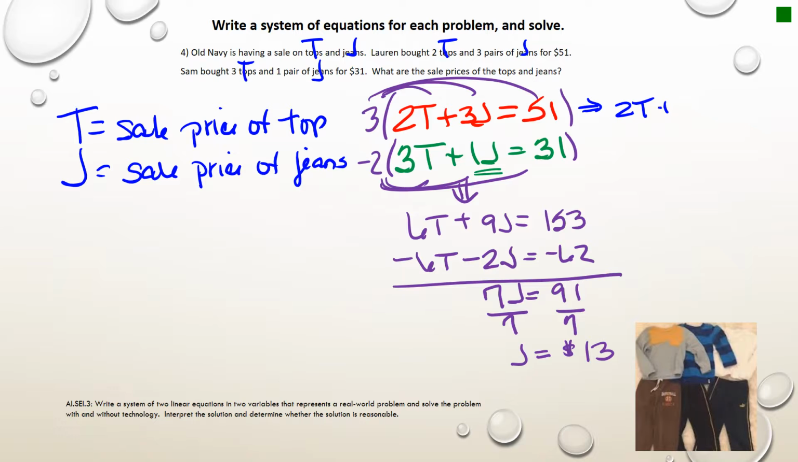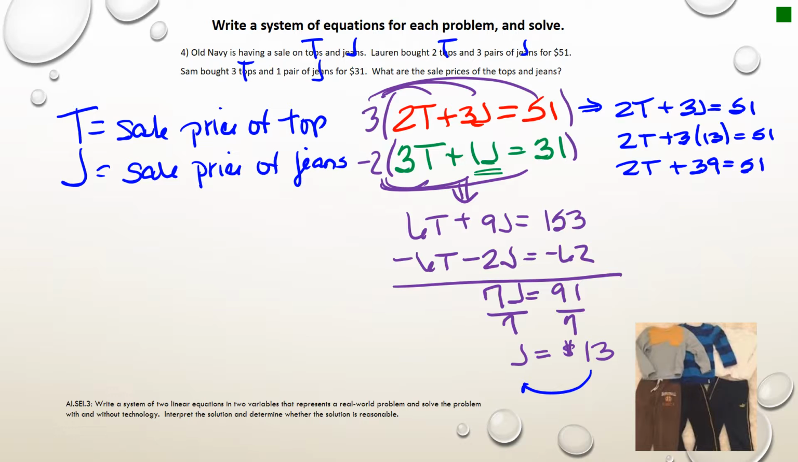2t plus 3j equals 51. We're going to put 13 in for j. 2t plus 3 times 13 equals 51. 2t plus 39 equals 51. Subtract 39.